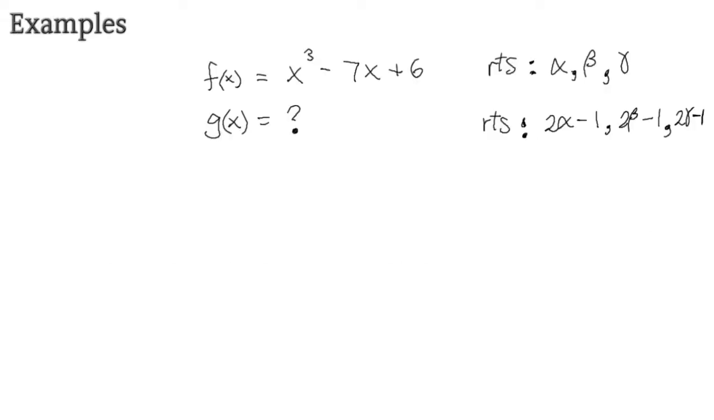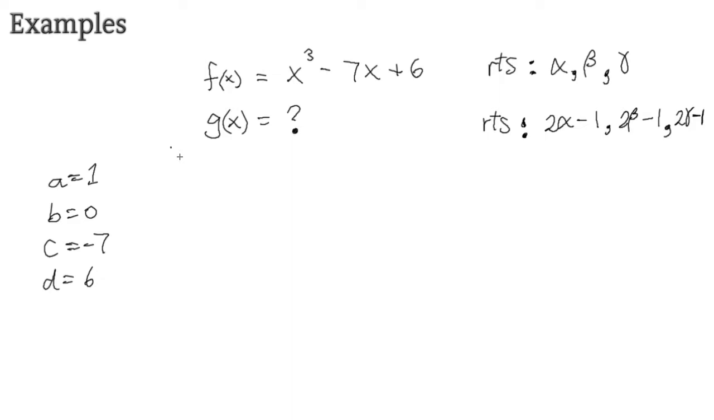Let's try an example of linear transformation. So I have a function f(x), which is x cubed take 7x plus 6, with roots alpha, beta, and gamma. Now I want to find function g(x), where its roots are 2 alpha take 1, 2 beta take 1, and 2 gamma take 1. So let's first of all find the coefficients. The coefficients are in turn a equals 1, b equals 0, c is -7, d is 6.